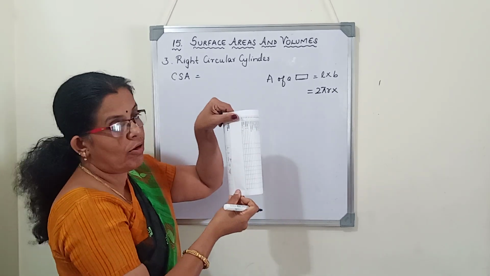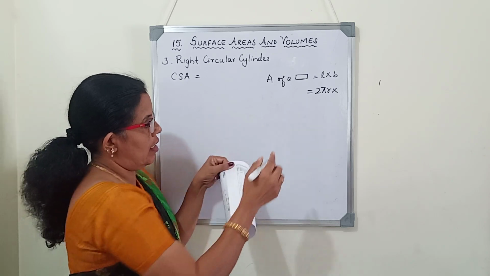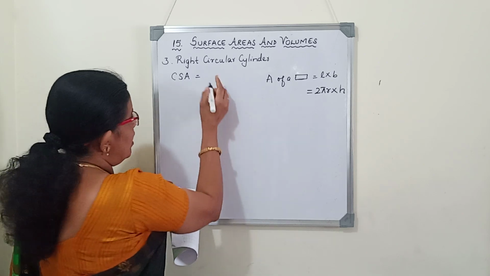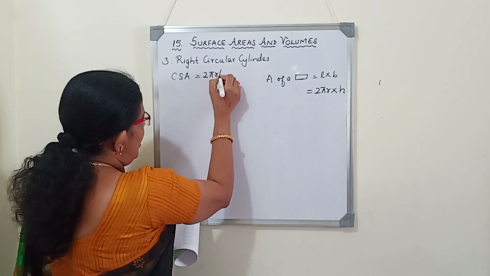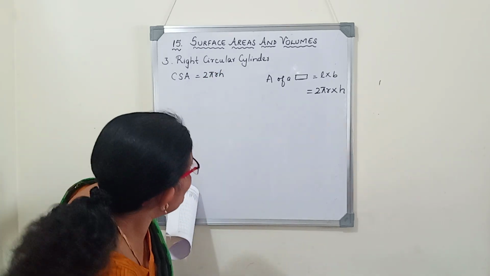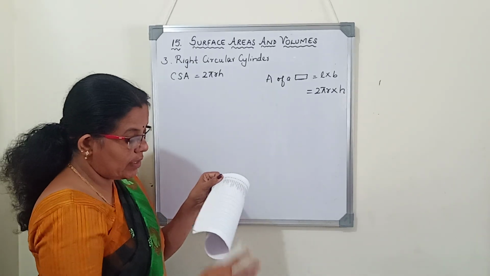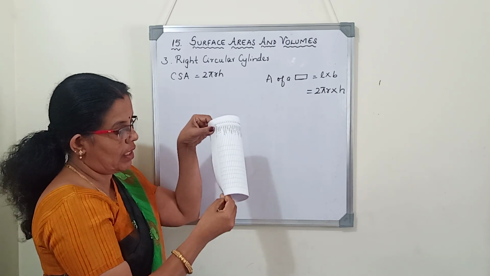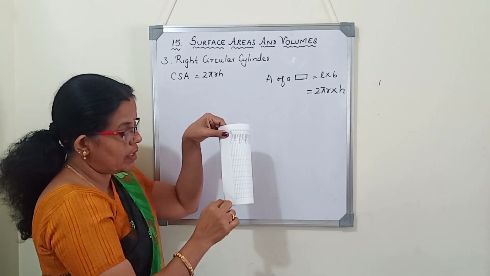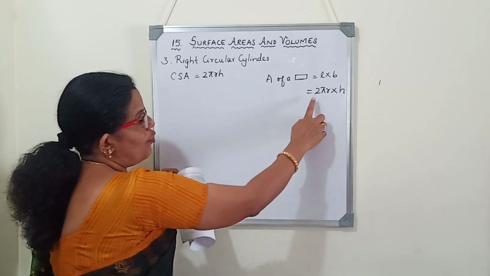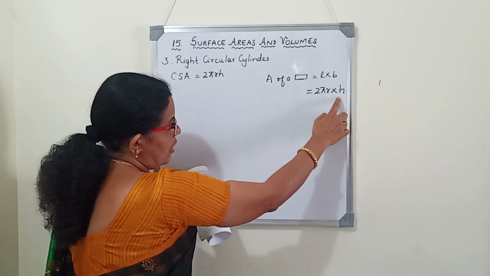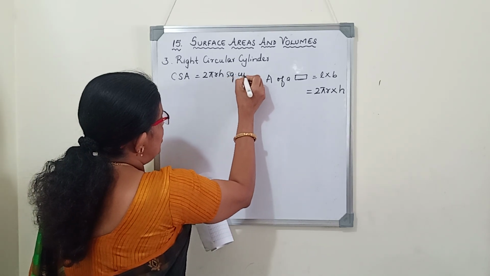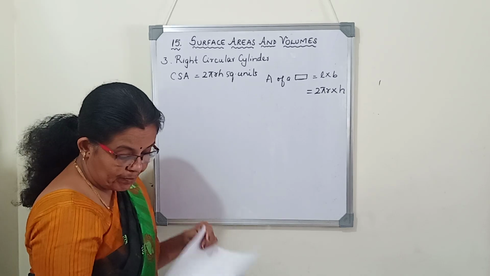So the length becomes 2 pi r, and the breadth of the rectangle, when we roll it, will become the height of the cylinder. So 2 pi r into h. CSA of a cylinder is 2 pi r h. How are we getting this? As it is a rectangle, when we fold it, the length becomes the circumference of the circle and the breadth becomes the height of the cylinder. Therefore, length 2 pi r, breadth h, 2 pi r into h, 2 pi r h square units. This is the curved surface area of a cylinder.